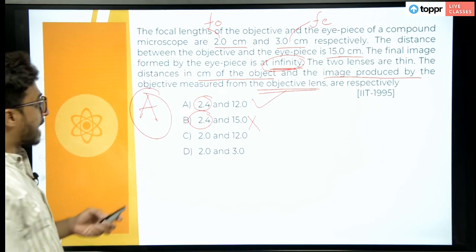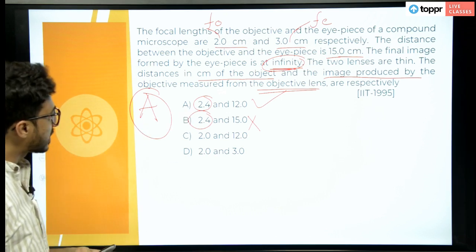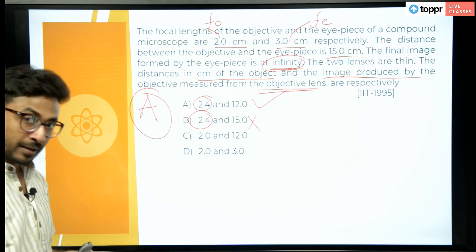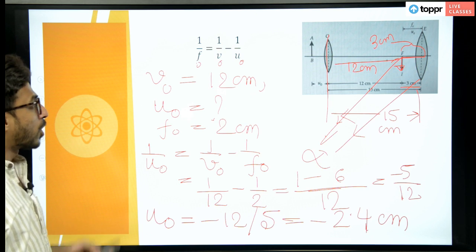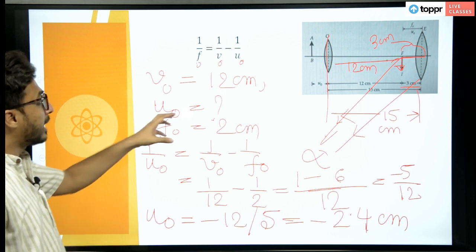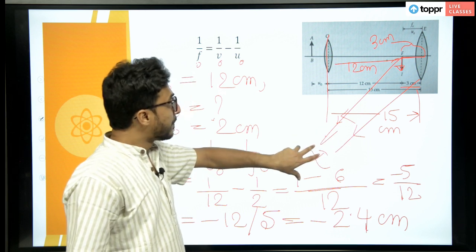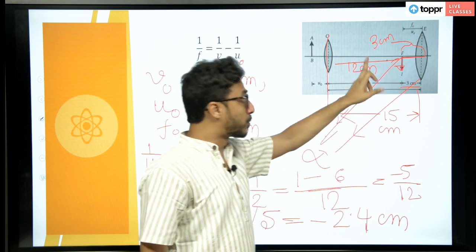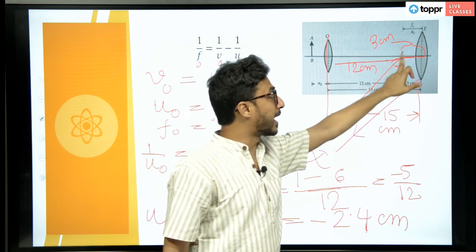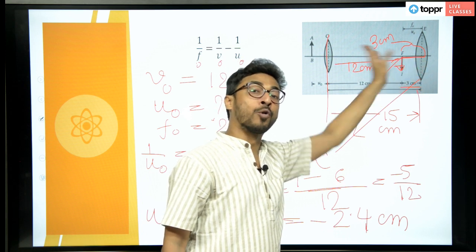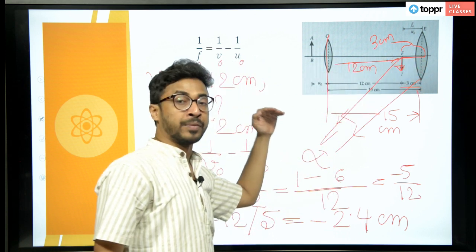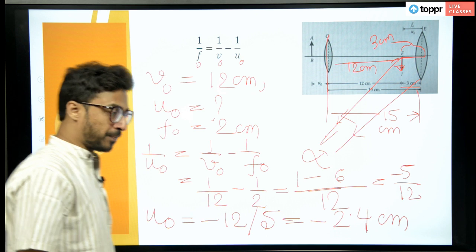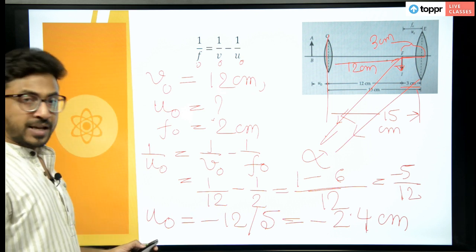is the answer, as the object distance is 2.4 centimeter and the image distance by the objective lens is 12 centimeter. Clear? So in this problem, what you need to remember is that when it is stated that the image is at infinity, it means the final image or the object of the eyepiece must lie at a distance of the focal length. Then only it will form an image which is at infinity. Understand? Shall we move on to the next question?